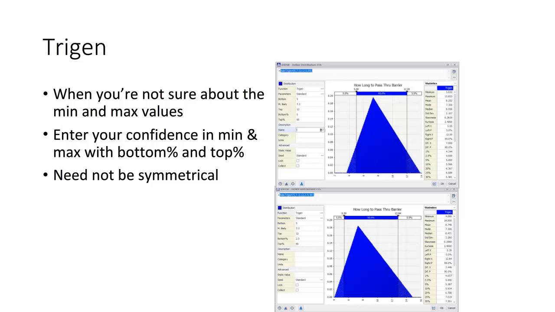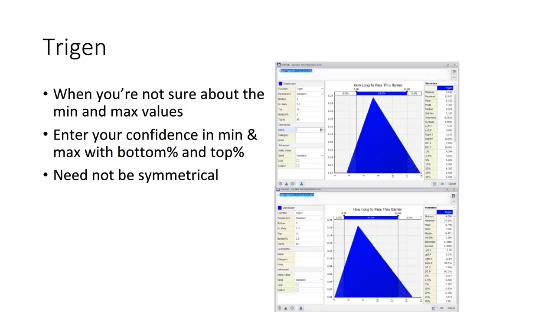The Trigen is a nice distribution to use when you're not really sure what the minimum and maximum values might be. So sticking with our same example, how long does it take a barge to pass through the barrier? You would enter the minimum 5, the maximum 12, the most likely 7.3. But now what we're going to do is enter a couple of other values along with that. Instead of calling it the minimum and the maximum, they call it the bottom and the top of the distribution.